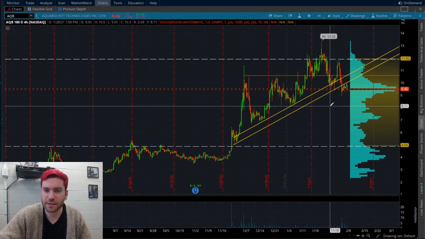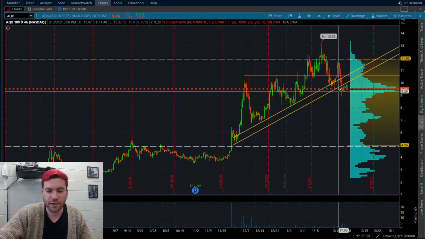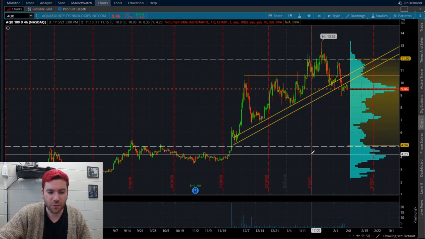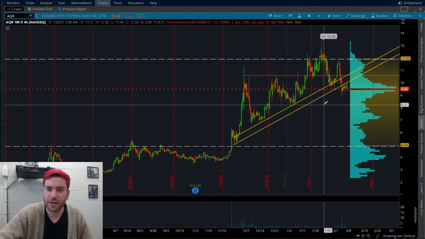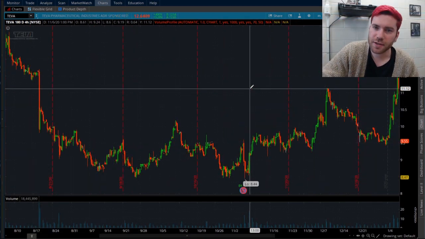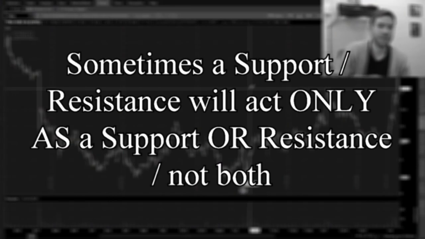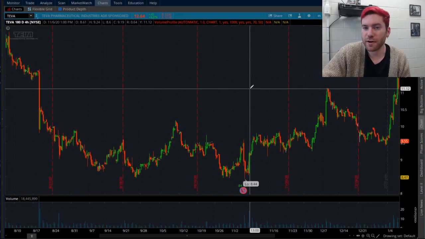So some news catalyst, something came out, it had a really good earnings report, but folks are not willing to buy it at $9 when before folks were willing to buy it at $4. That shows strength. When the POC moves up, it's a huge sign of strength. So something I want to touch on quickly as well is that sometimes supports and resistances will only act as supports and resistances. Now it's a rarity and sometimes it does happen, but I want to point out to you.